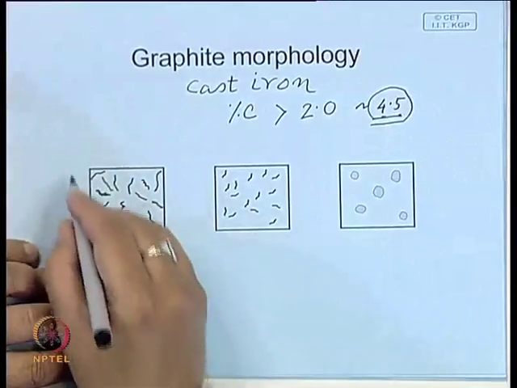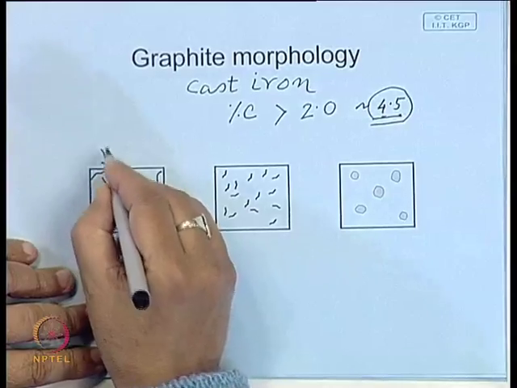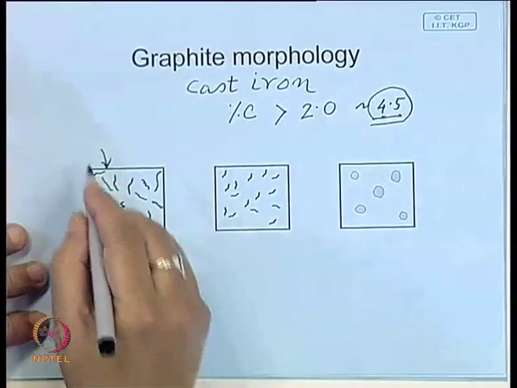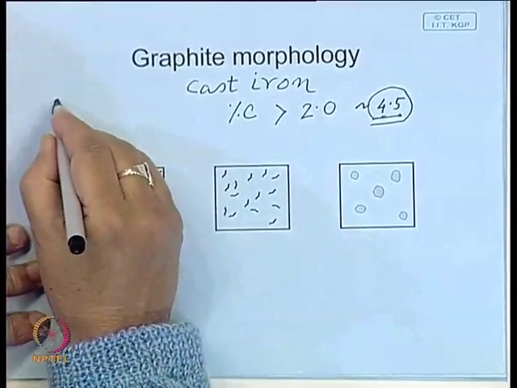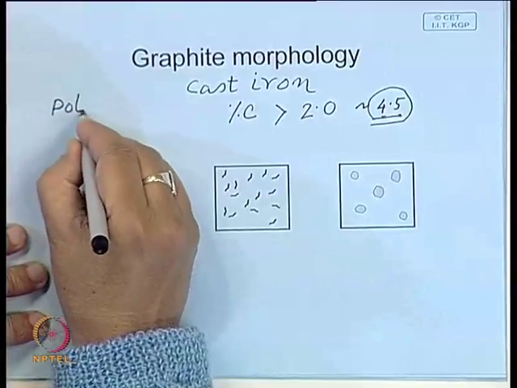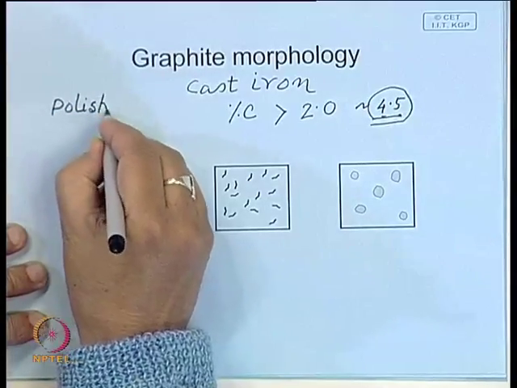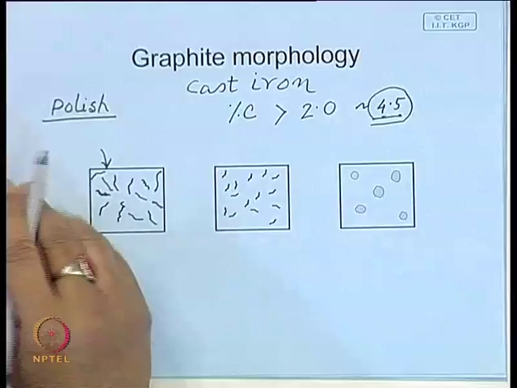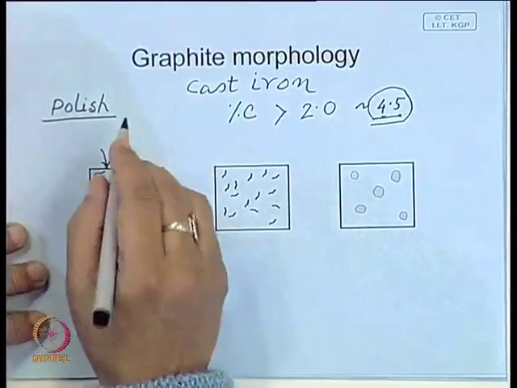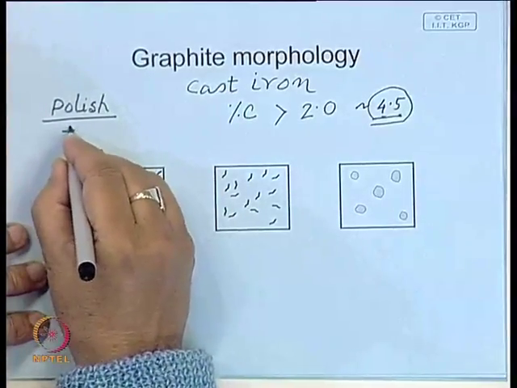and this you can see only by polishing, you need not etch. Normally, to examine a microstructure, you polish the surface, make it scratch free and shining, and then you etch.